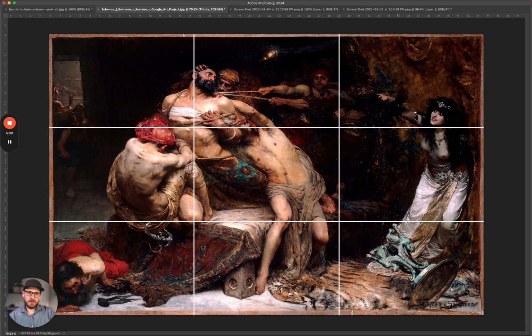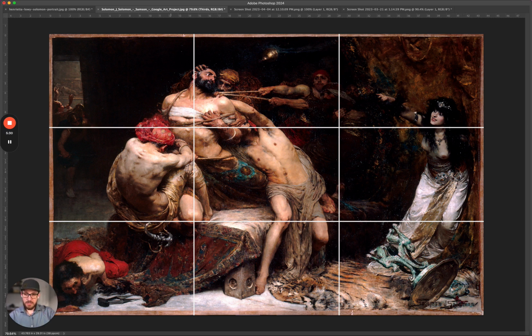We have Delilah over here with Samson's hair in her hand, and her body is landing on just about a third of this unit in this composition. All of this is to build eyeflow through the piece, right? And you can see how beautifully he is using all of these lines to just wrap your eye back and back again into this composition, into the center of interest.